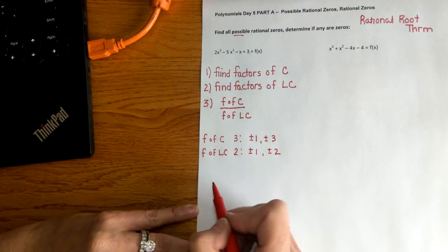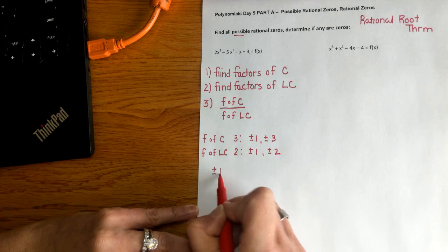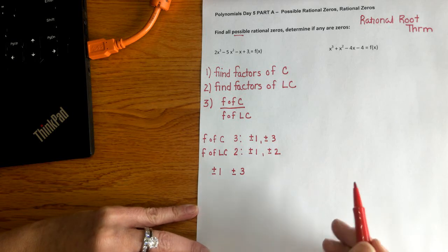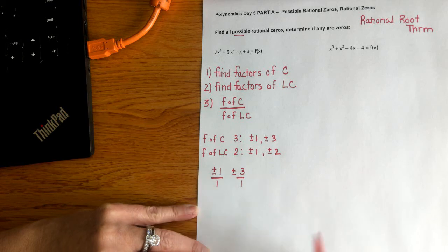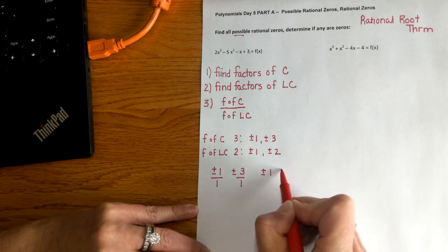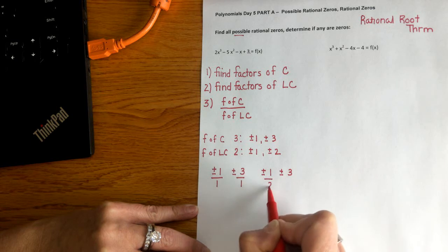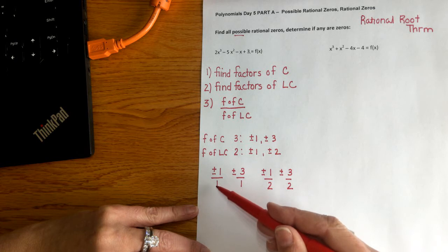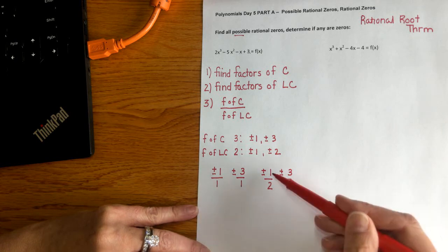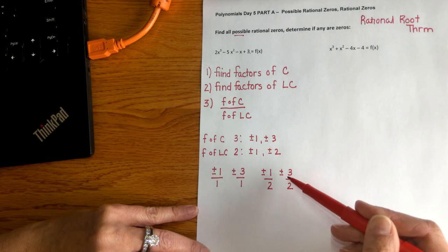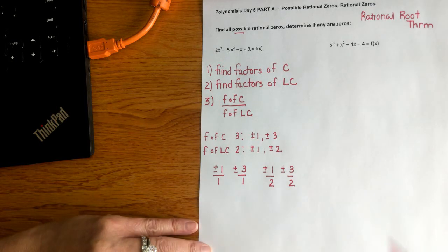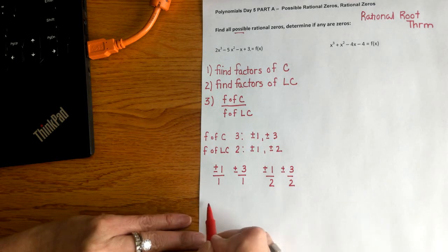So I'm going to list my factors of my constant, and I have to divide those by every factor of my leading coefficient. So I first divide by 1. Then I list them again, and I divide by 2. Double check that you don't have any duplicates, which I don't. Positive and minus 1, positive and negative 3, positive and negative 1/2, and positive and negative 1.5 or 3/2. Now, to determine if any of them work, you use synthetic division.